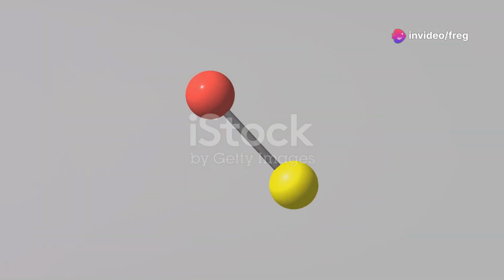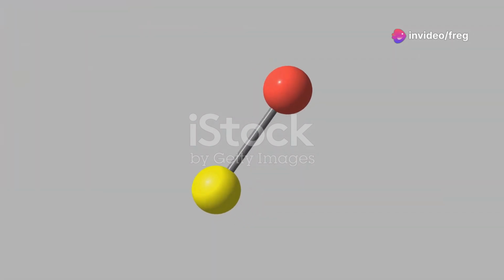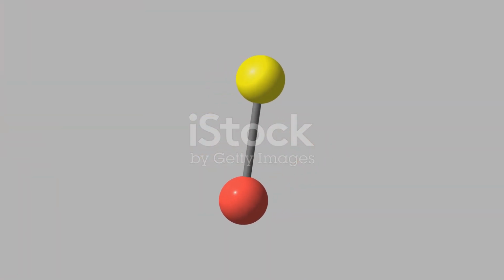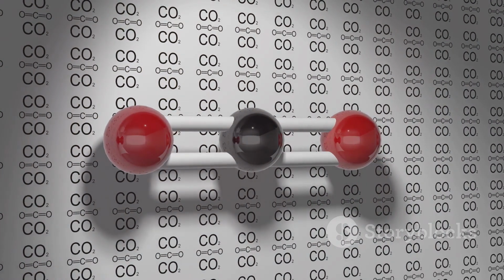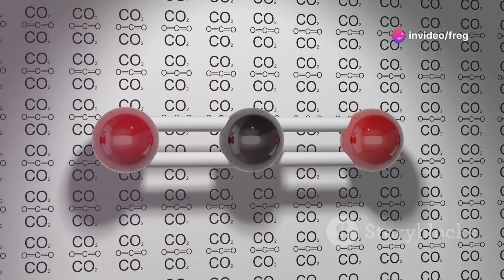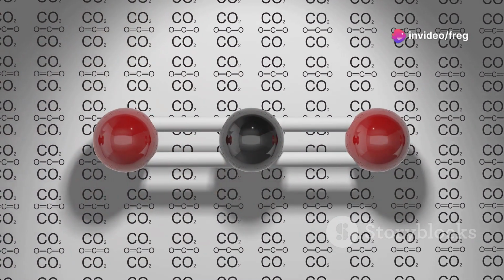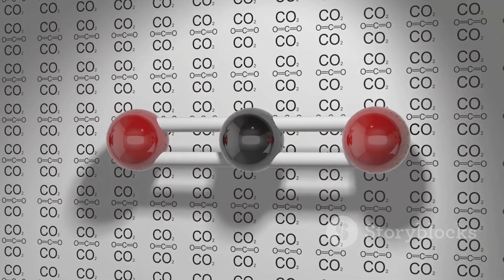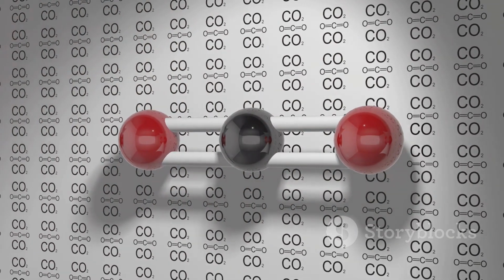Today we're diving into a crucial topic, the molecular structures of oxygen and carbon monoxide. These two gases play very different roles in our lives. So what exactly is carbon monoxide, often referred to as the silent killer? This dangerous gas is colorless, odorless and tasteless, making it incredibly difficult to detect without specialized equipment.